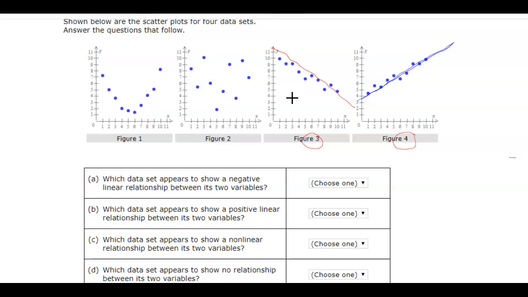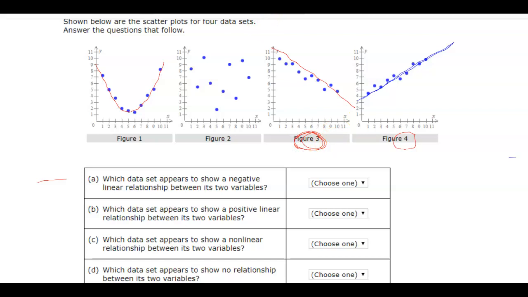And then figure number 1, I can see that there's some sort of relationship, but it just doesn't create a straight line. So which of the data set appears to show a negative, or down here on A, which data set appears to show a negative linear relationship? So this is going to be figure 3 over here. That one kind of shows a negative linear relationship, right?